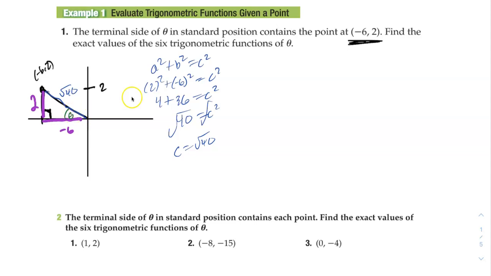So that's my hypotenuse. What do they want to find? They want to find the 6 trig functions. We'll do a couple of them. We're not going to do all of them for the sake of time. We'll do sine of theta, we'll do cosine of theta, and I'm going to do tan of theta.